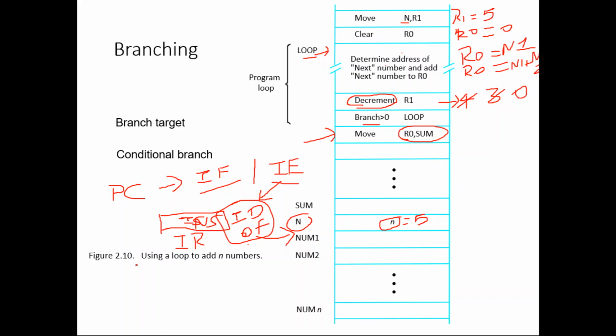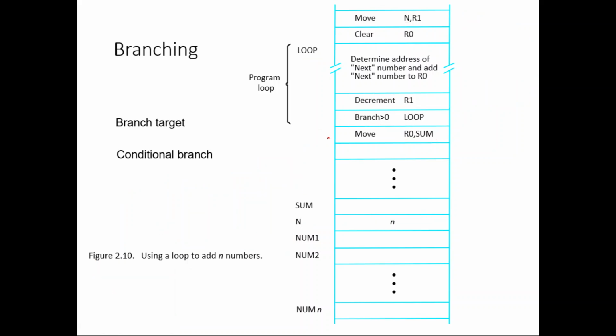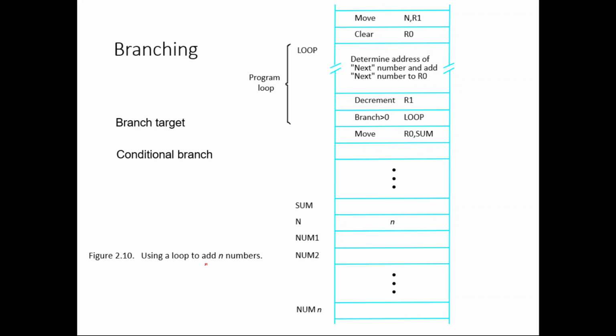Like that it continues. But when a branch instruction comes, the program counter will not just follow the sequential flow. It may follow a different flow. So here when the branch is greater than 0, the program counter value will be replaced with the address specified in this loop. So it follows a non-sequential flow. When it is not greater than 0, that is, when the particular condition fails, it follows the sequential flow. If it is true, it does not follow the sequential flow.